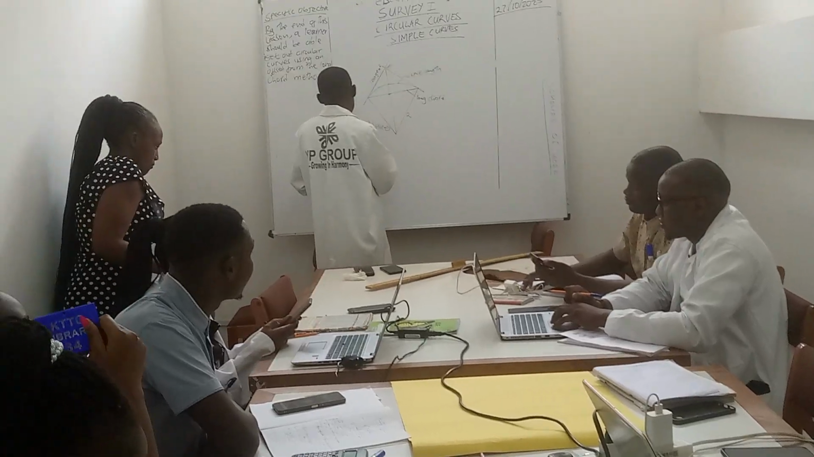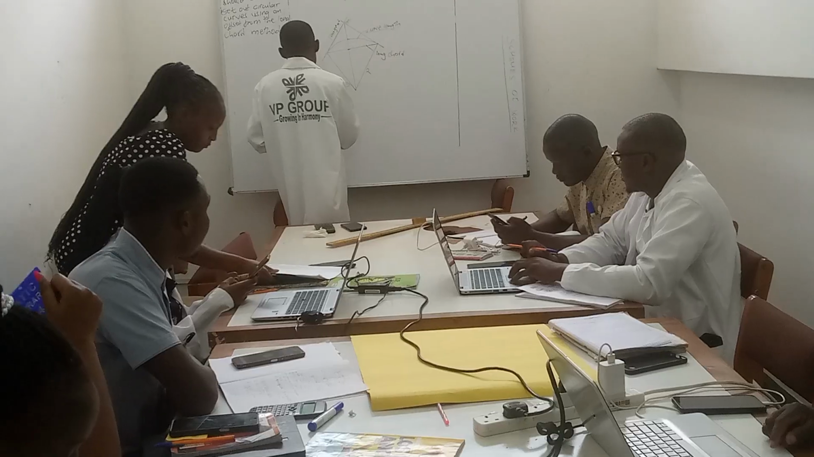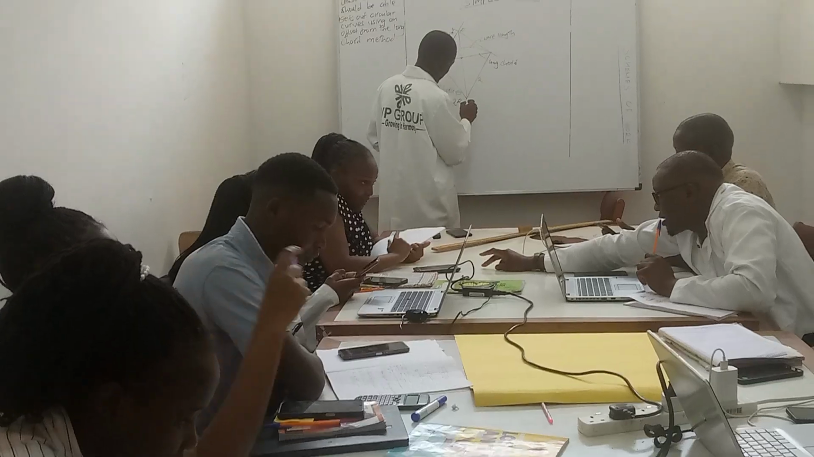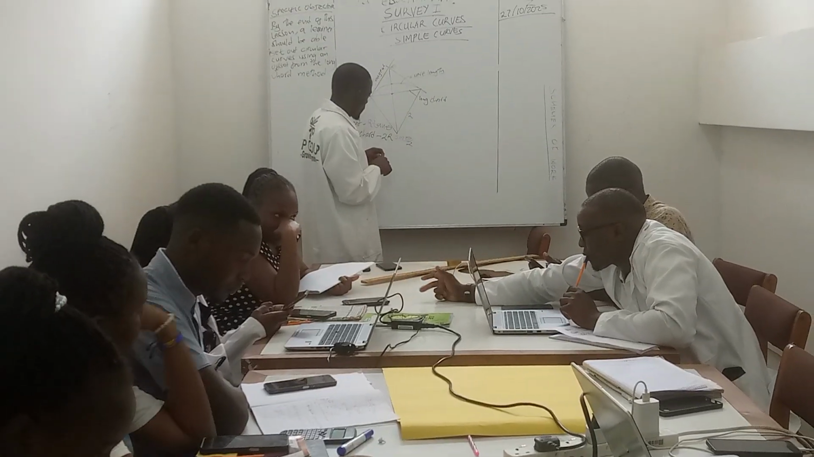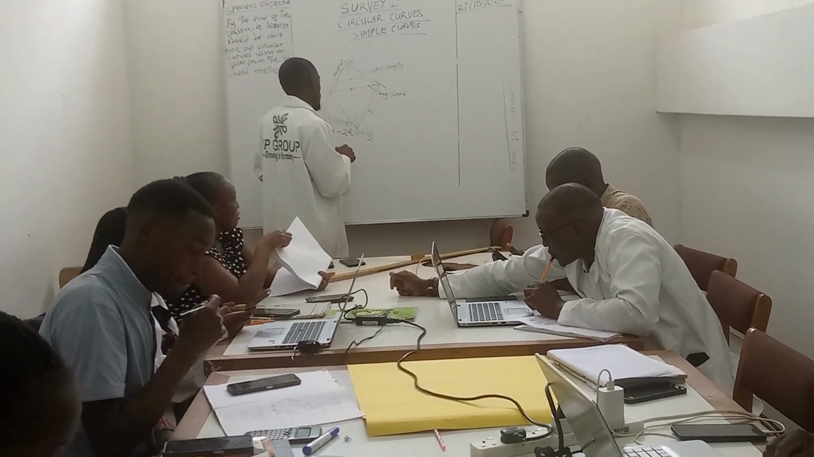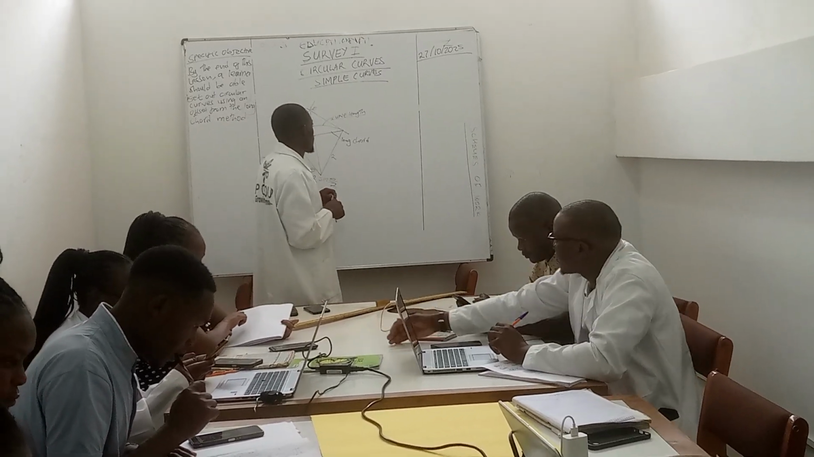R is R, yes. For the long chord, our formula is 2R sin theta over 2. I think that's right. Let's look at those two first. We want to see how we find these formulas.